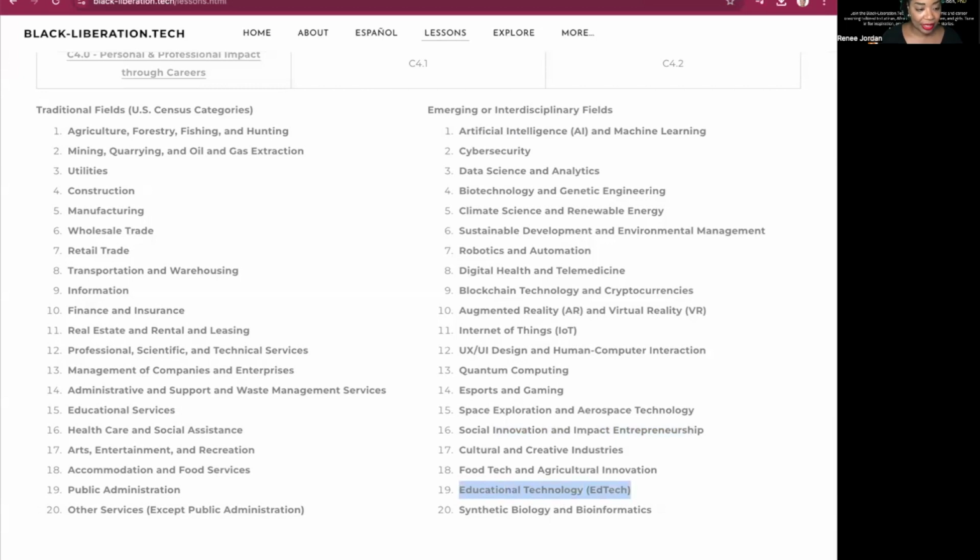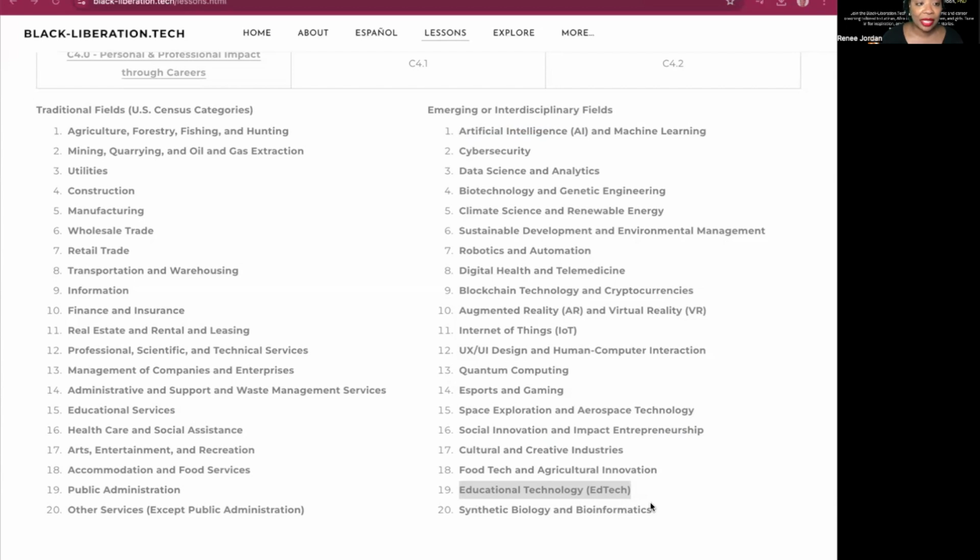I have a PhD in instructional technology, and so I have used it as an educator in terms of integrating technology into learning environments, designing online learning environments for learning purposes, and so forth.